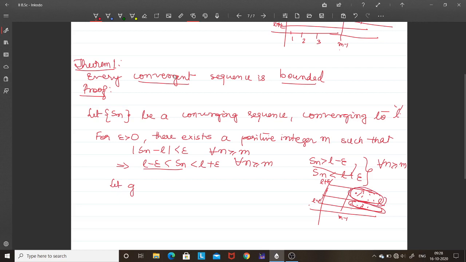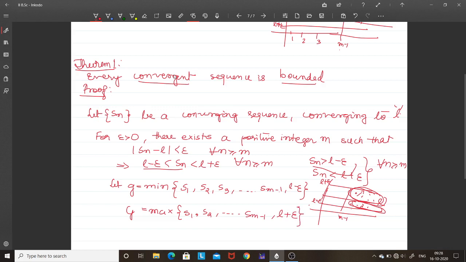So we'll collect all the values. In that we'll choose a minimum of S1, S2, S3, and so on, Sm minus 1, L minus epsilon, this is from here after the m minus 1 stage. We'll choose the minimum of those values, and G is the maximum of S1, S2, and so on, Sm minus 1, L plus epsilon.